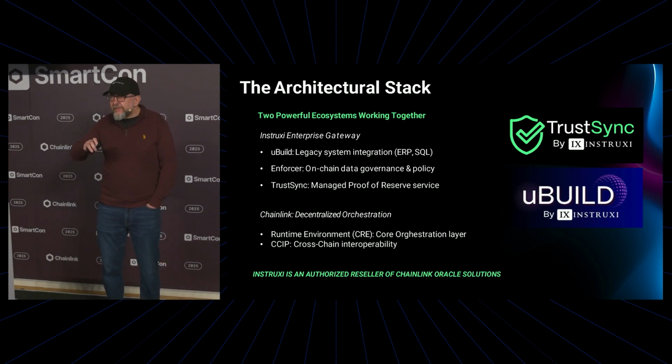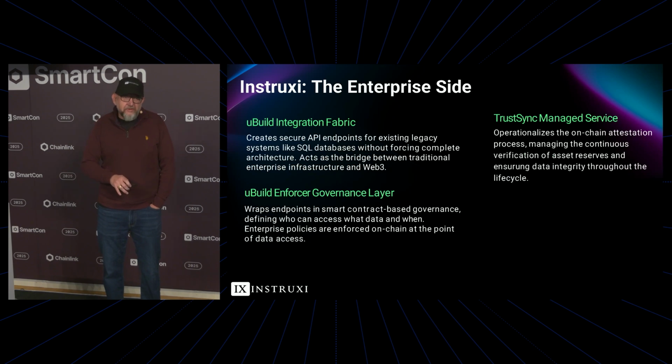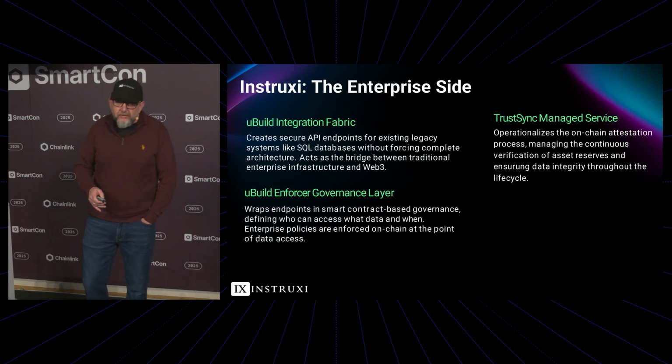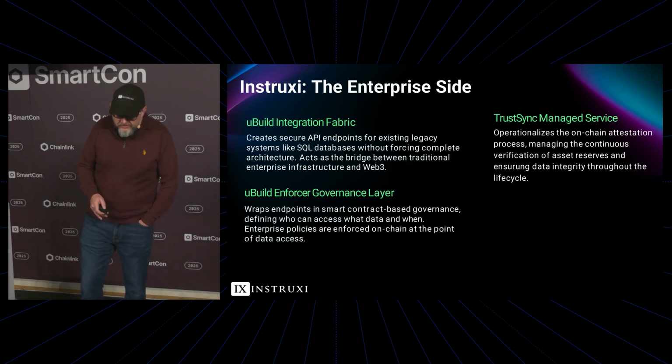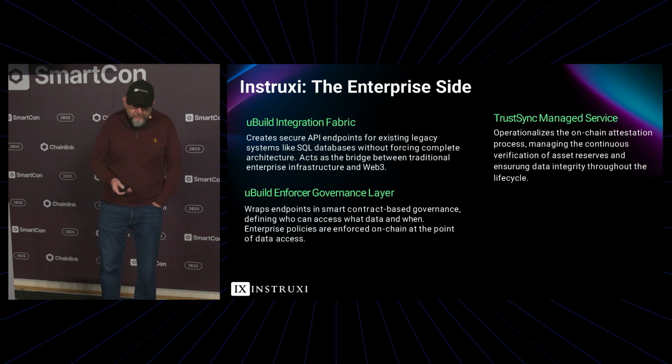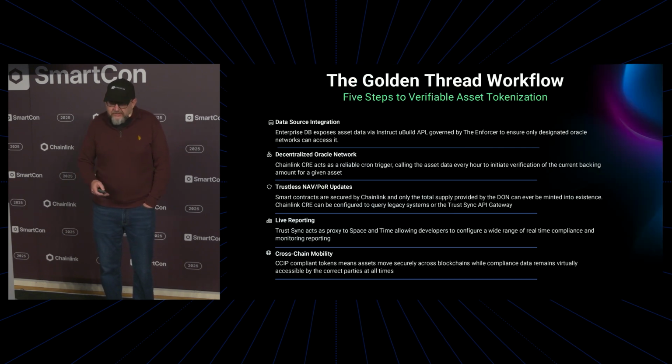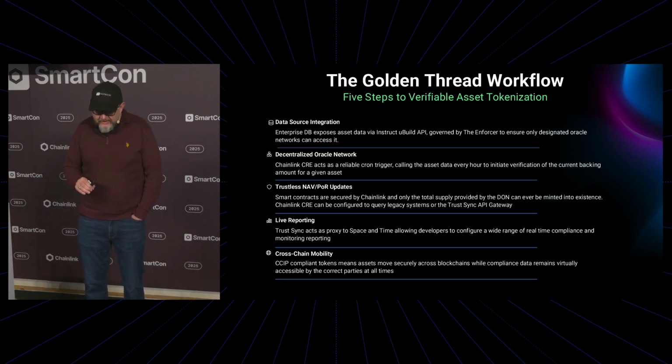This presentation is more about how you think about joining the two worlds together. We've got to be thinking about hybrid architecture for at least the next 10 years, because the data that supports the asset doesn't live in the asset. As I've mentioned, we've got uBuild as the integration fabric, the Enforcer as the governance layer, and TrustSync that links the world together in a multi-attestation framework. So what is the golden thread? The enterprise database has the asset, so we use the uBuild API to facilitate the data interoperability, the connections.